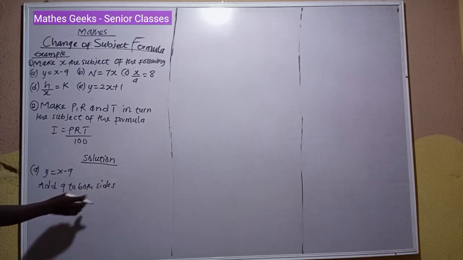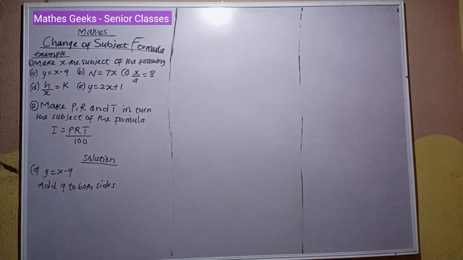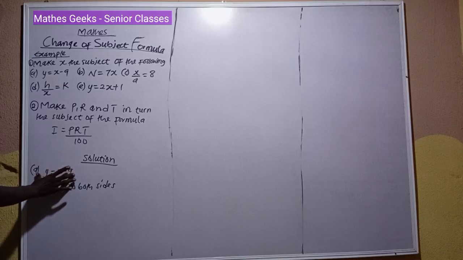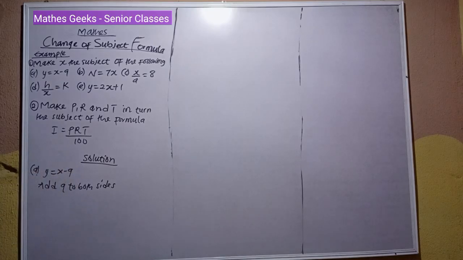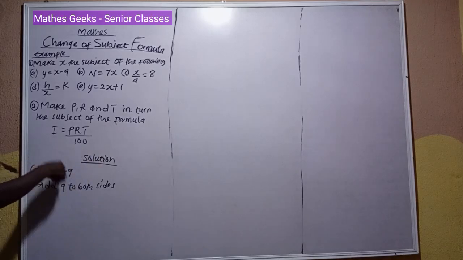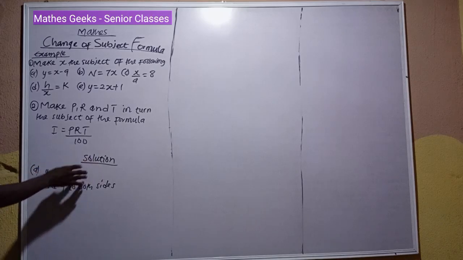So we do this because we want to eliminate 9 from here. The reason for doing this is that once we add 9 to both sides, here will be minus 9 plus 9, and this will be 0. So x will be able to stand on its own without any letter or number attached to it.